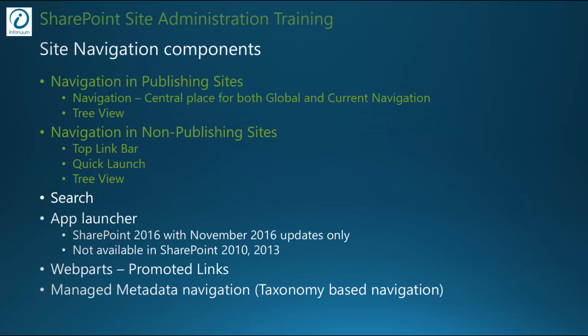Both Top Nav and Quick Launch react differently based on whether the publishing infrastructure feature is enabled or not. And there is a tree view component, which is an optional Quick Launch add-in component and reflects the backend content structure in a tree view display. Besides Top Navigation and Quick Launch, you may also want to use other navigation features like search, app launcher, navigation web parts like promoted links, and taxonomy-based navigation, depending on your needs and specific situations.